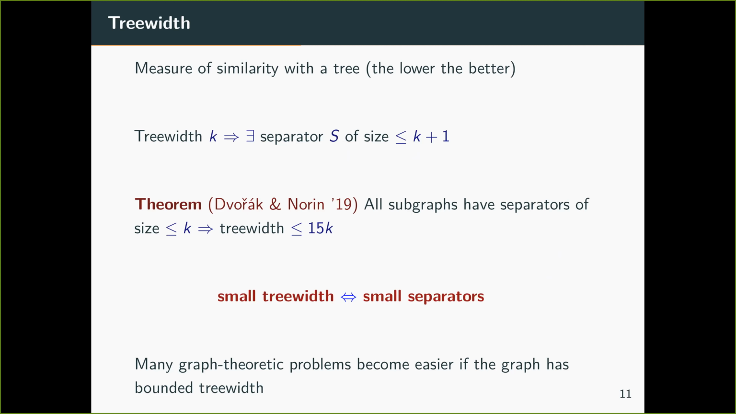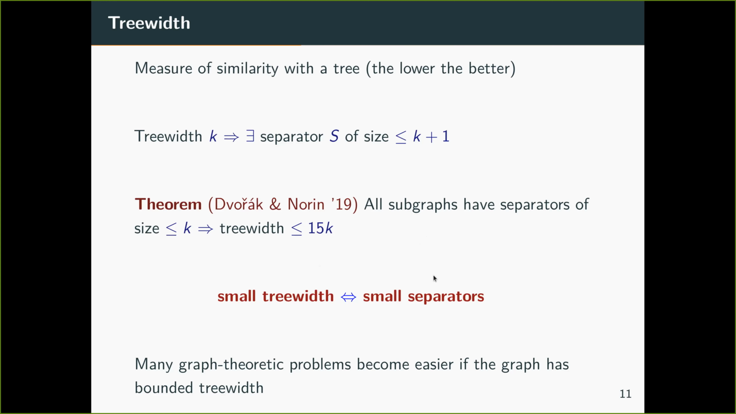And why do we care about bounded tree width in this context? Well, because if you have small tree width, you have small separators. More precisely, if you have tree width k, you have separators of size at most k+1. And actually, up to constant factors, having a small tree width or small separators is the same thing. If you have a graph where all the subgraphs have separators of size at most k, then you have tree width at most 15k, right? So up to constant factors, having bounded tree width or bounded size separators is the same thing.